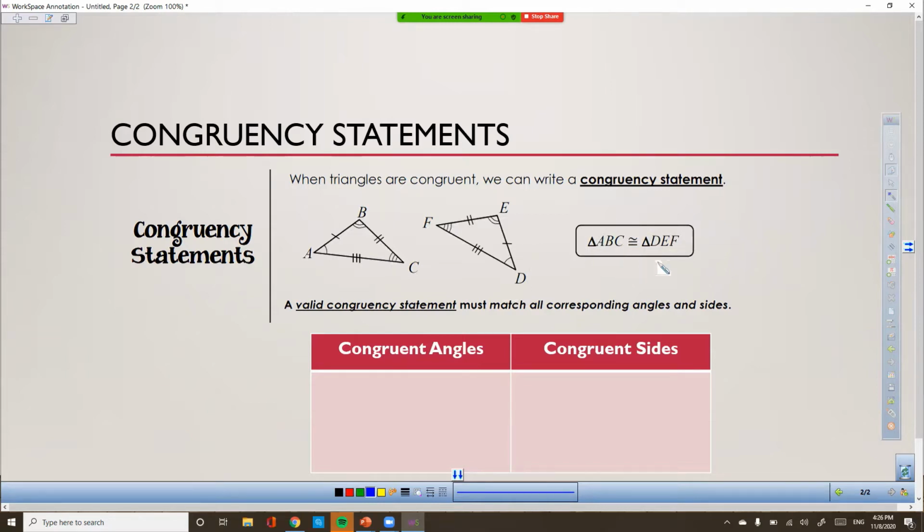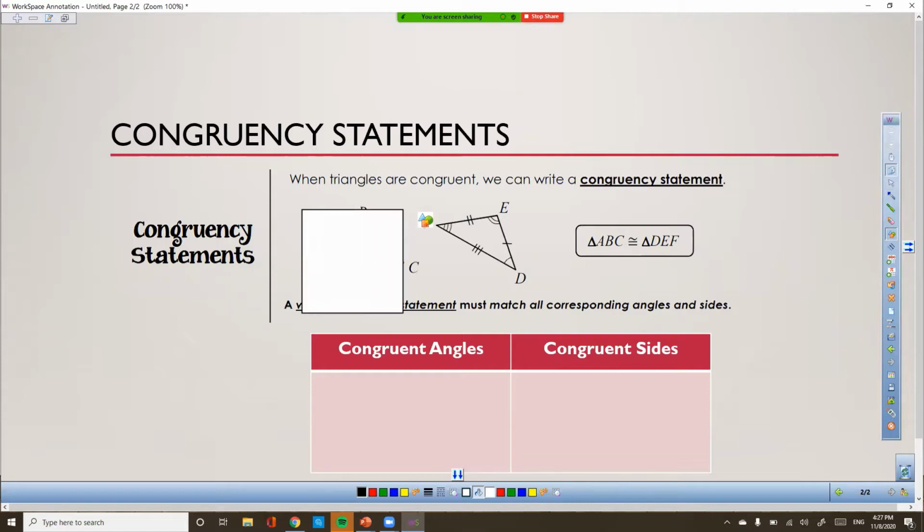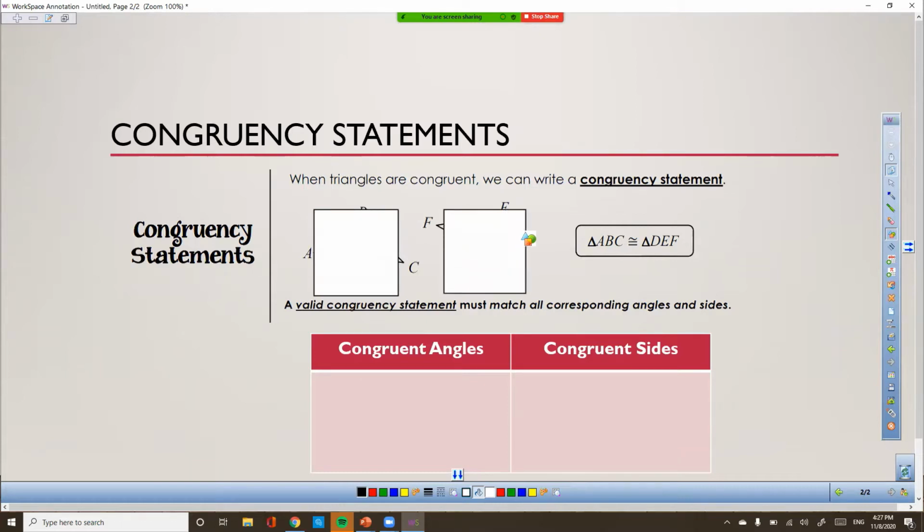But again, as I mentioned before, the order is very, very, very important because even if we didn't have the figure here, let me go ahead and cover this. Let's say we didn't have the figure. Without this information, we can actually get what angles and what sides are congruent to each other just simply by looking at the congruency statement.